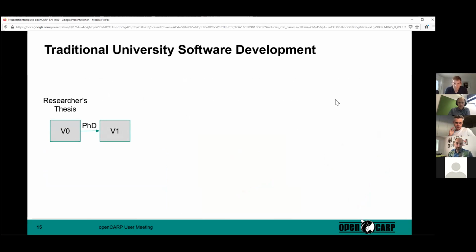So traditionally, how was software developed? Basically a researcher's thesis. The researcher came in, probably took their PhD project and gave it to a PhD student, and then you got version 1 of the program. And then that branched off. A summer student made version 1.1.